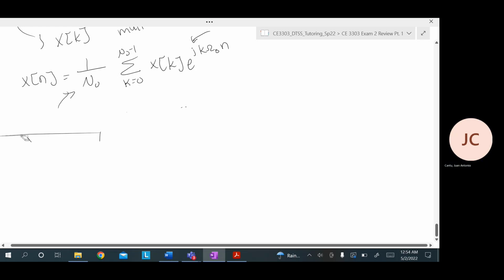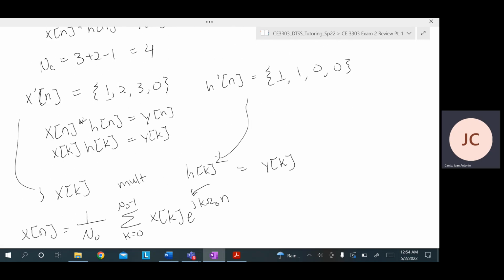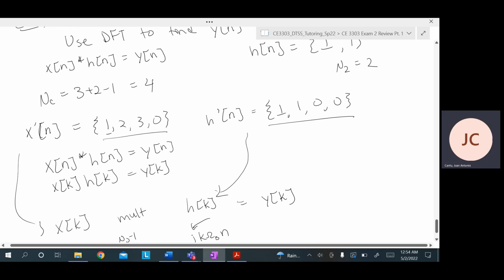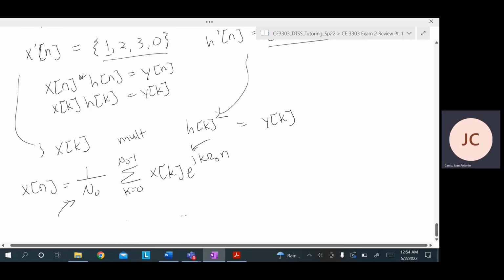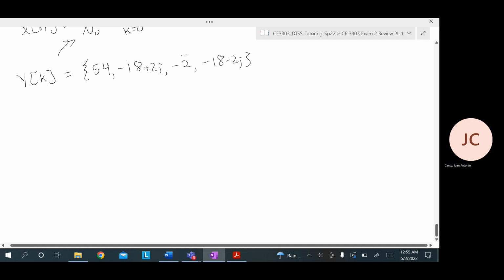I guess we could do an example really quickly. But I'm going to go ahead and say, since we should already know how to do DFT from the example above, just follow these steps: zero pad, and then take the DFT, x of k, h of k, multiply them together to get y of k. So I'm already going to start with that y of k. Let's say y of k is equal to 54, minus 18 plus 2j, minus 2, then negative 18 minus 2j. This is my y of k.